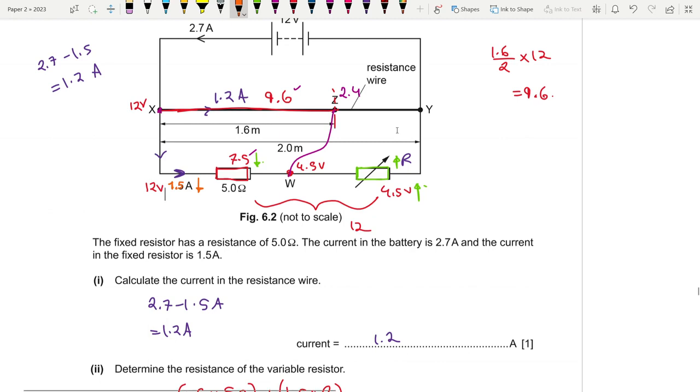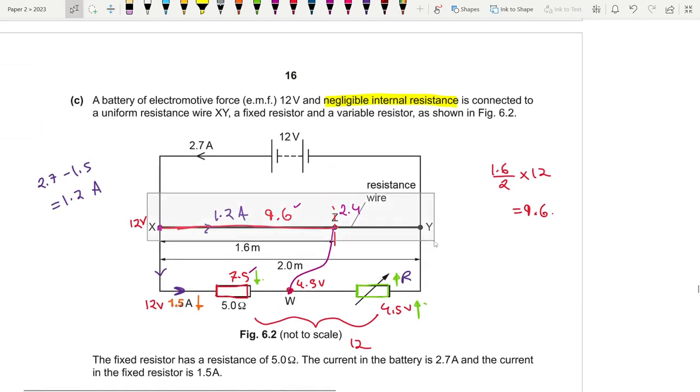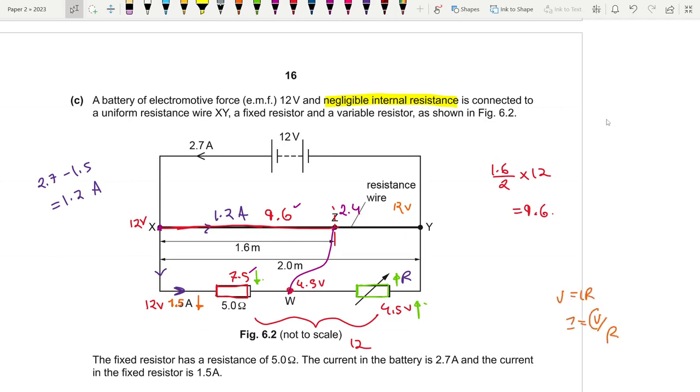Now, what about this section though? Section XY still has the same voltage of 12 volts because it's a parallel circuit. Okay, it still has 12 volts in total, and it still has the same resistance. So you know that V is equal to IR, right? I is equal to V by R. So voltage remains at 12, the resistance also remains the same, right? Because we bring about no change there. So the current remains the same at 1.2 amperes.